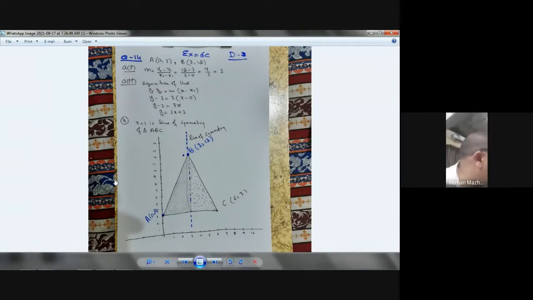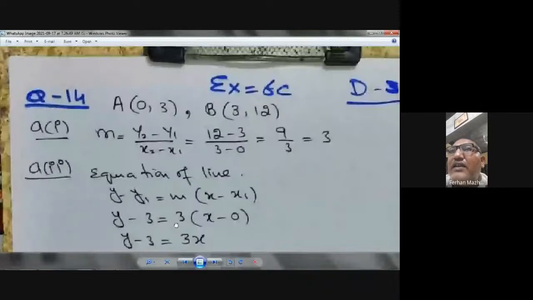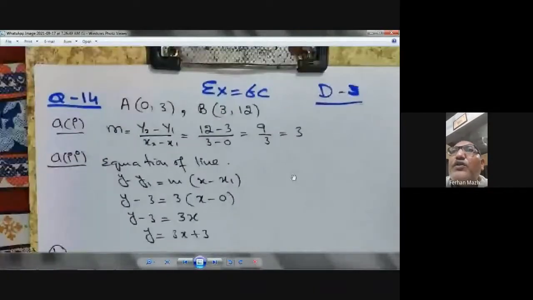You know, the 2 points on that line are given, A point, B point. So very easily I can find out the gradient of that line. Just apply the formula of the gradient. So here we go. I apply the formula m equals y2 minus y1 divided by x2 minus x1. So you will have 12 minus 3 divided by 3 minus 0. So you will have 9 divided by 3 and that will be 3. It means the gradient of the line which is passing through A and B is 3.